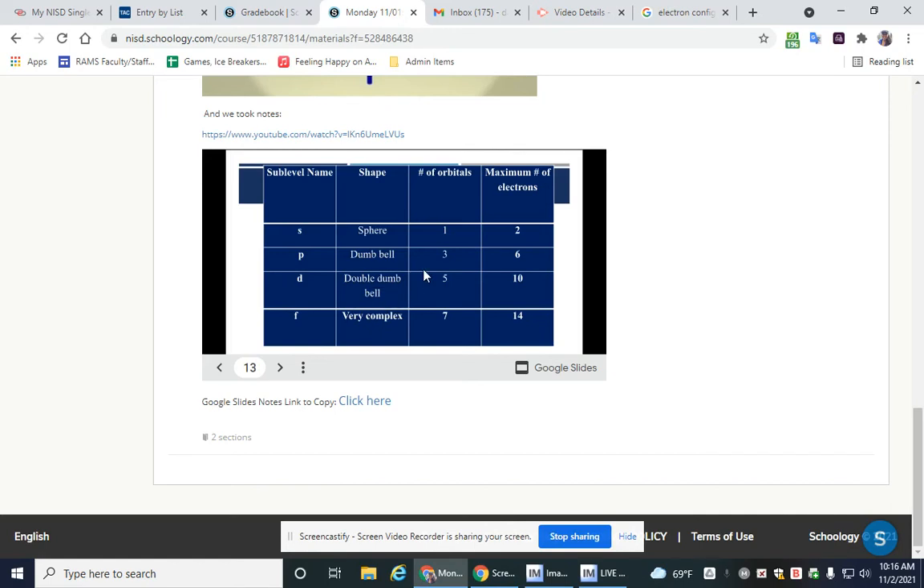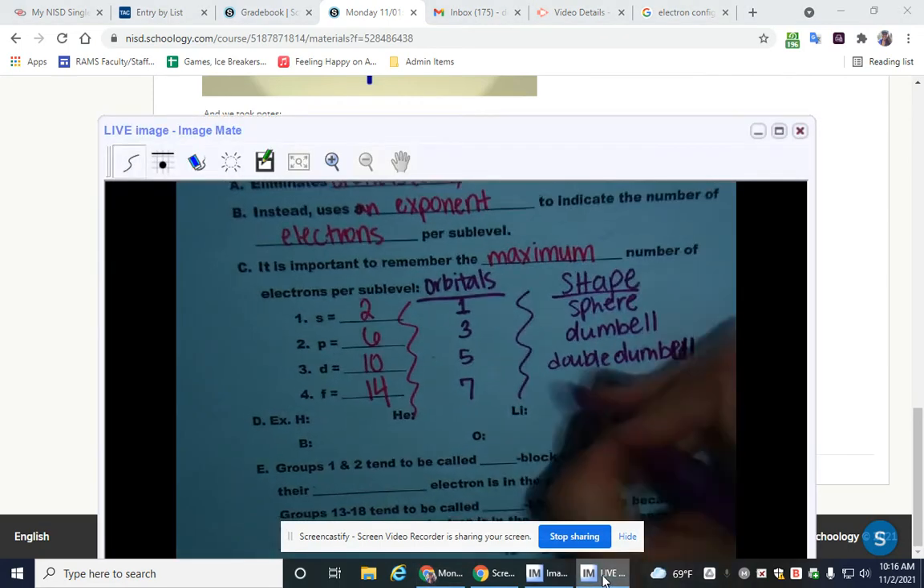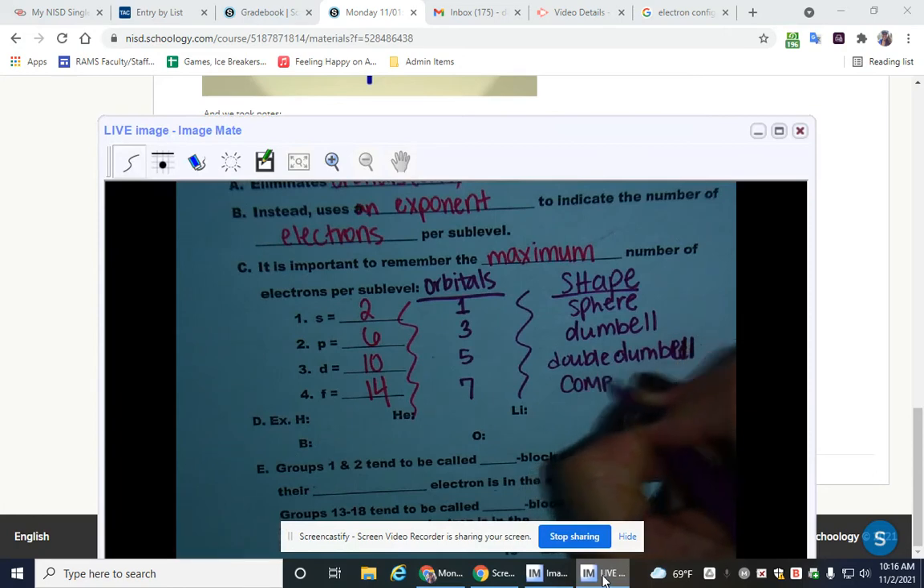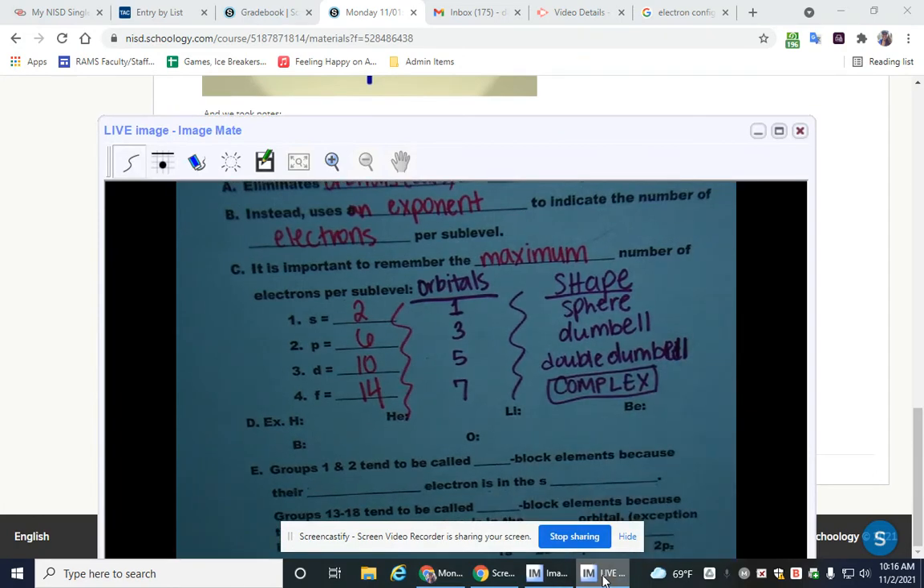All right. So the double dumbbell, if you kind of look at it, a lot of them look like they could be flowers, but the very complex looks more like flowers. So we're going to say double dumbbell for that one, and we're just going to put very complex for complex. We don't even try to define their shape. They are 7 axes. Imagine that.